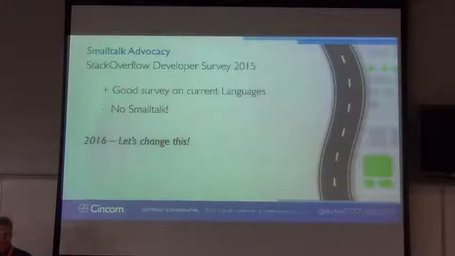The Stack Overflow Developer Survey. Back in 2015, I saw that there was a Stack Overflow developer survey, and it was really interesting, with a lot of great information in it. Smalltalk had 0 mentions in this developer survey, which was taken in 2015 by over 26,000 developers in 157 countries. Pretty broad reach. I was disappointed, somewhat alarmed, that there was no mention of Smalltalk. So I had an action item: let's change this for the following year.